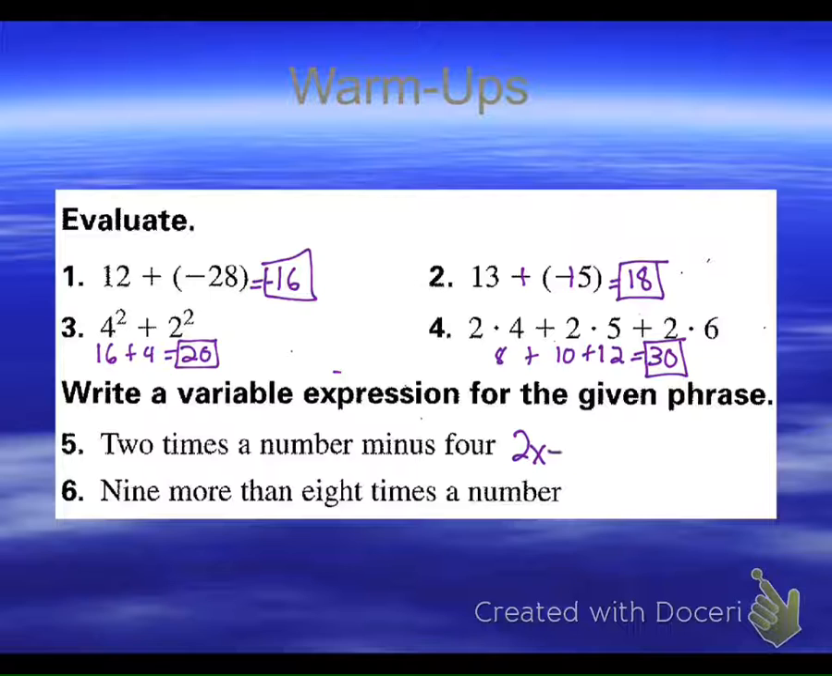2x minus 4. So anytime you have something that says a number, remember we represent that by a variable, and that can be any letter. There's a few letters we try to avoid, but generally we can go with A, N, X. All those are really good letters to represent with. Okay, the next one, 9 more than 8 times the number. Yes, sir? 8n plus 9. Okay, thank you all for volunteering for that portion.